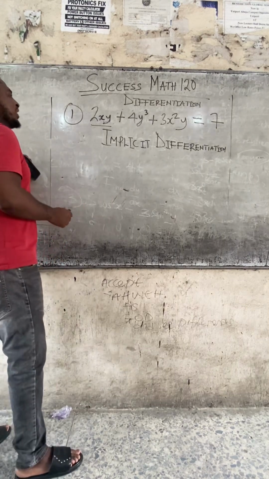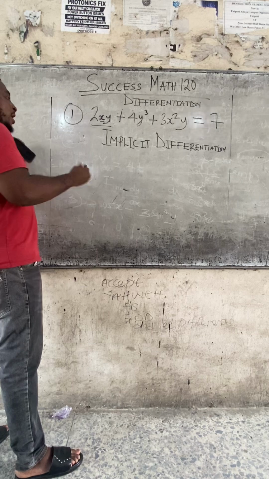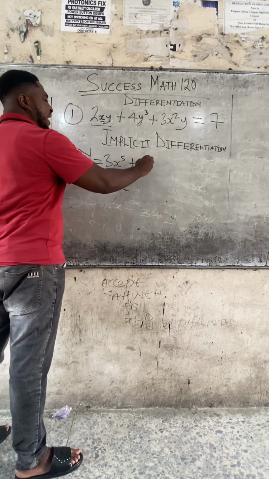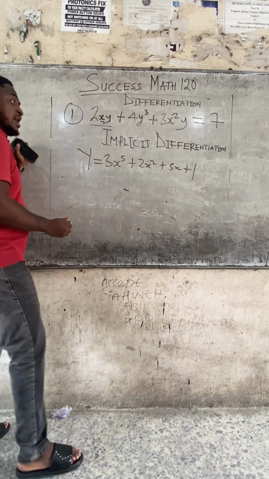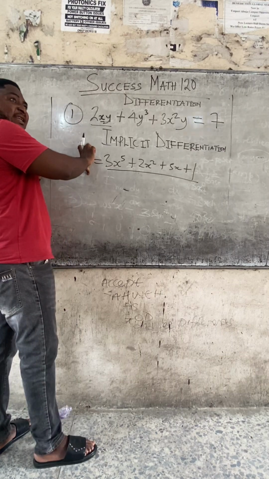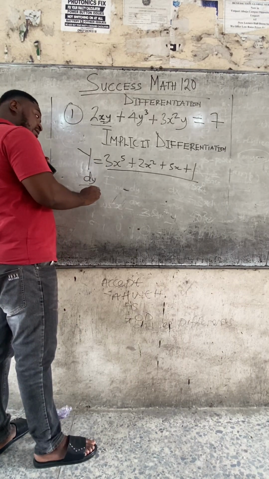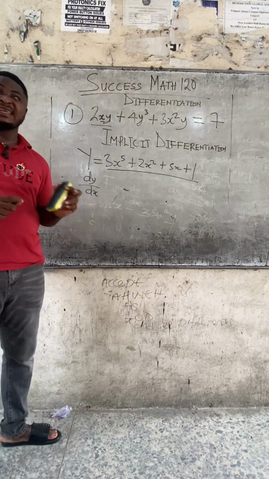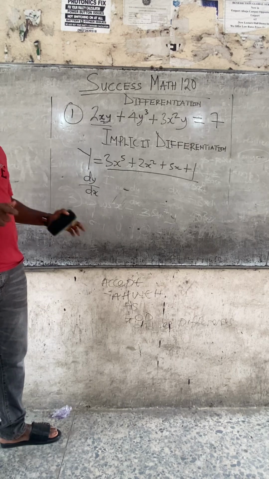Class, in implicit differentiation, we're not just differentiating x, we're also differentiating y. Before now, if you were given a function y equals 3x raised to power 5 plus 2x squared plus 5x plus 1, and you have to differentiate, look at this function. There's no trace of y here, there's only one y on this side. And when you differentiate y, you have dy dx. Class, the first thing you should note is that the differentiation of a y component is dy dx. Anytime you differentiate a y component, you have dy dx.